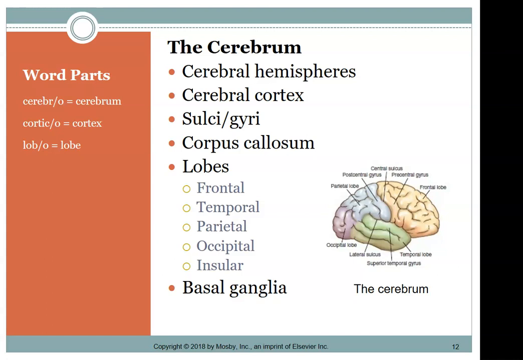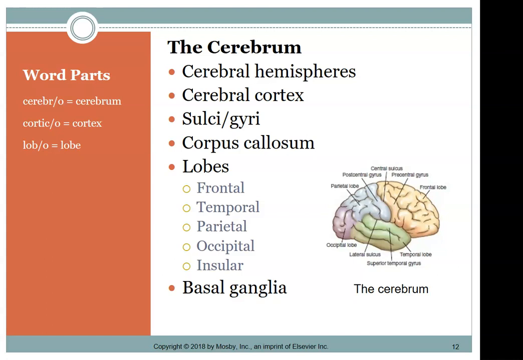The cerebrum, the largest part of the brain, is divided into 2 hemispheres. It is responsible for thinking, reasoning, and memory. The surfaces are covered with gray matter called the cerebral cortex, which is folded into sulci, which are valleys, and gyri, which are ridges. The corpus callosum is a thick band of nerve fibers that join the 2 hemispheres.